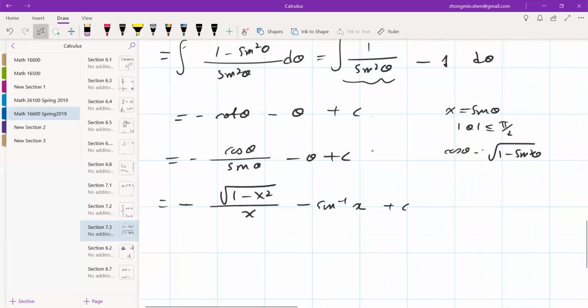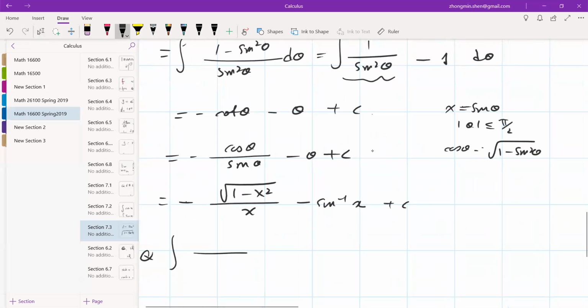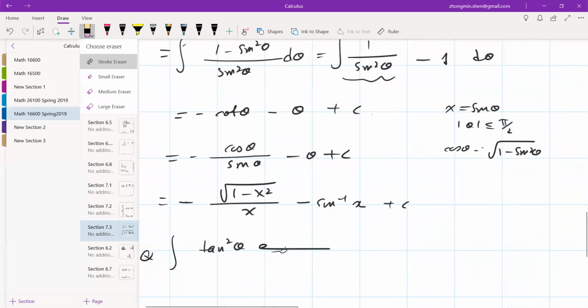Are we able to evaluate the integral of tangent squared theta? We know how to evaluate the integral of tangent theta, but can we evaluate the integral of tangent squared theta, using the same idea?